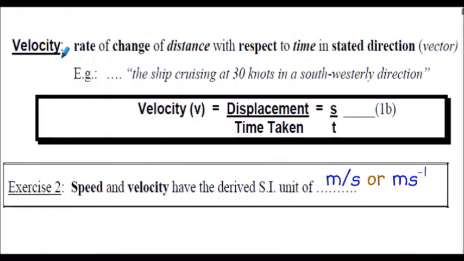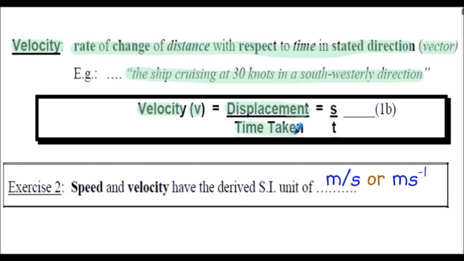And velocity is the rate of change of distance with respect to time in a stated direction. That makes it a vector property. So for example, the ship is cruising at 30 knots in a southwesterly direction. That's a vector property. The magnitude is 30 knots and the direction, of course, is southwesterly. So velocity, again symbol V here, is now defined as displacement divided by time taken. Symbols again S divided by T.